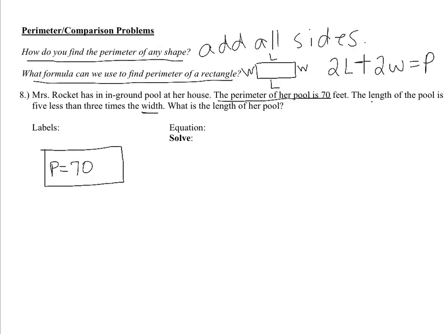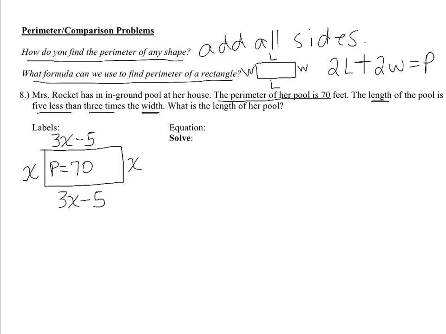So the length is being compared to the width. So the width is going to be X or W, whatever. So I'm going to call this side X, which also means this side is X, right? Then it says the length of the pool is 5 less than 3 times the width. Well, that would be 3X minus 5. 5 less than means subtraction, 3 times the width. And then this side would also be 3x minus 5.